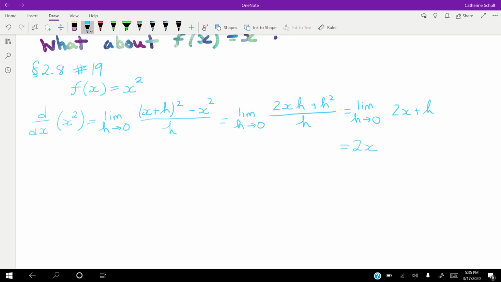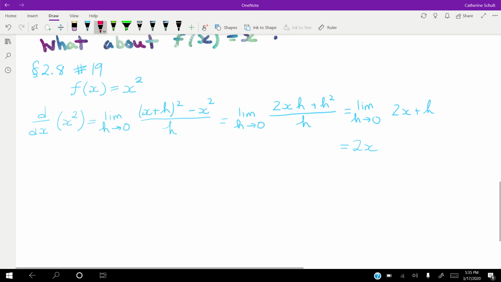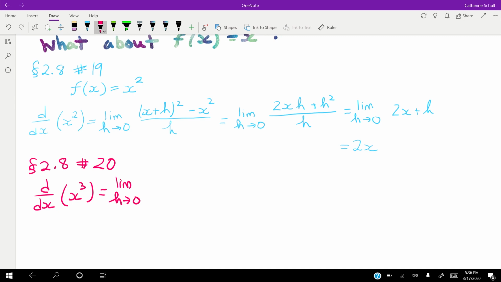Let's examine something else. We're looking for patterns here, right? Because remember that first question, what about f of x equals x to the n? What's that derivative? Let me remind you, this was another question from your section 2.8 homework, number 20. This time we wanted to find the derivative of x cubed. So we'd plug it into our formula for derivative.